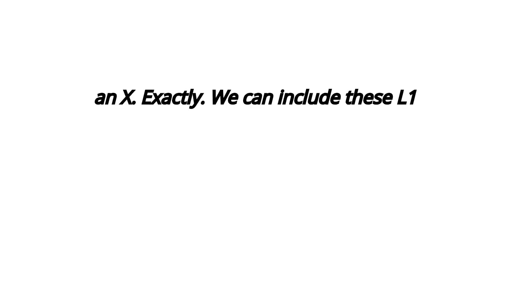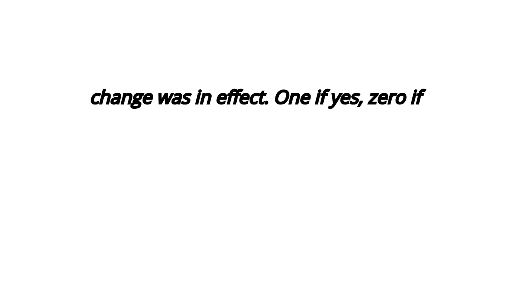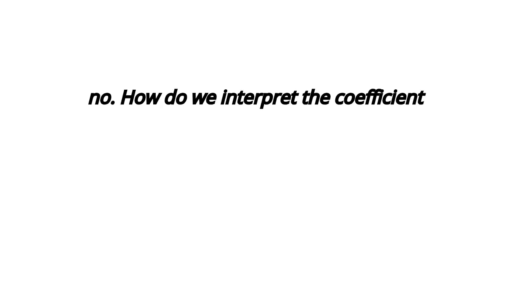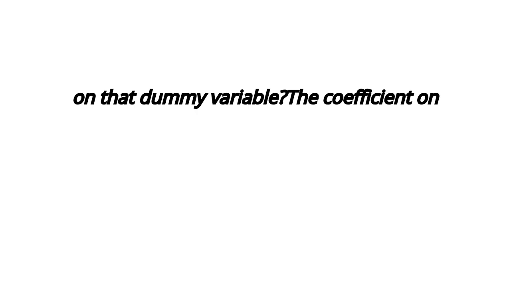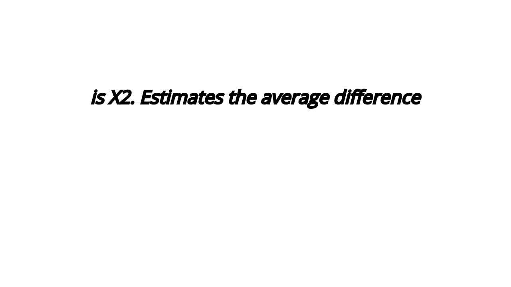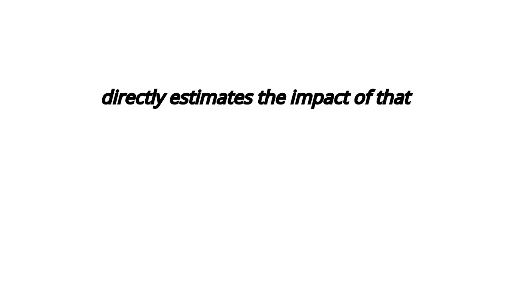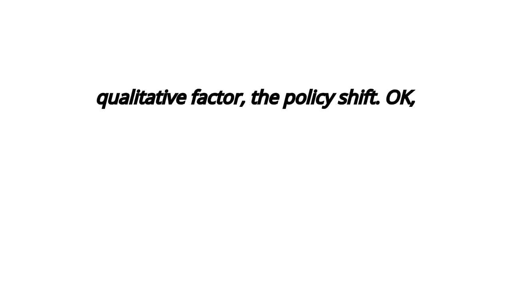Exactly. We can include these variables in our regression model as independent variables. For example, in the money supply growth example mentioned, the shift variable likely indicates whether a specific policy change was in effect. 1 if yes, 0 if no. How do we interpret the coefficient on that dummy variable? The coefficient on the indicator variable, say B2 if shift is x2, estimates the average difference in the dependent variable, y, money supply growth, when the indicator is 1 compared to when it's 0, holding all other factors in the model constant. So it directly estimates the impact of that qualitative factor, the policy shift.